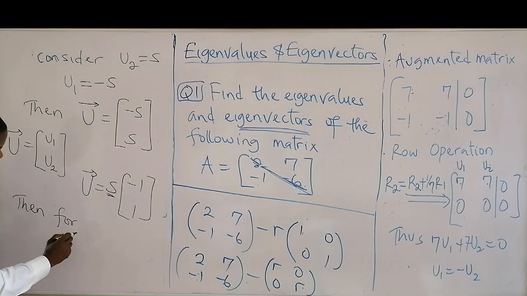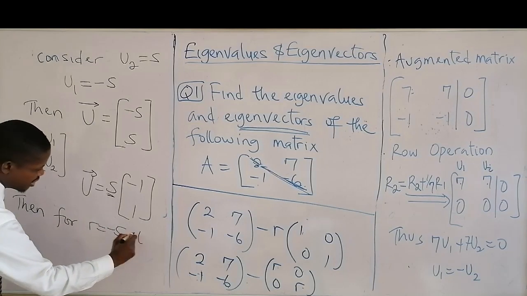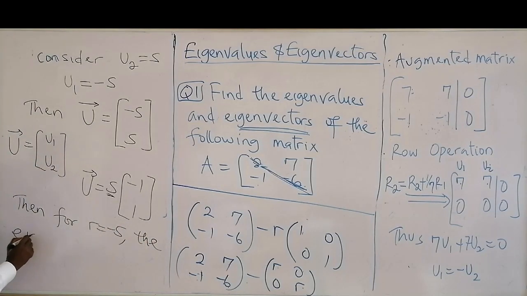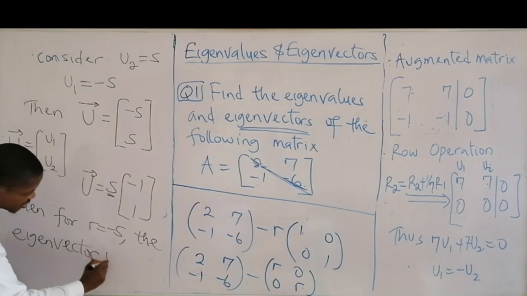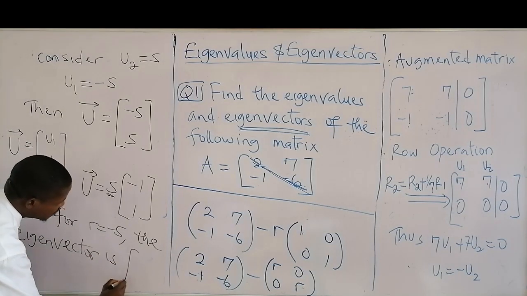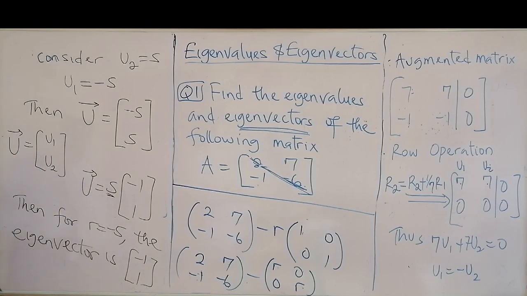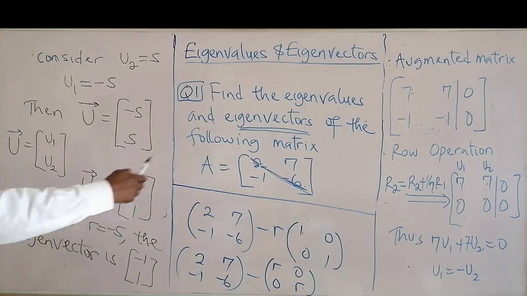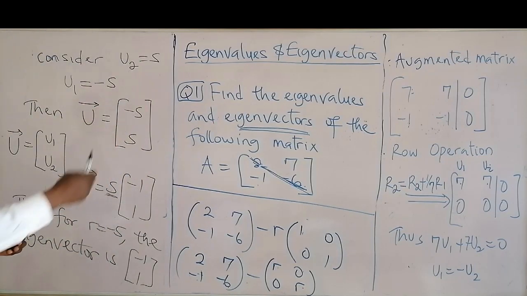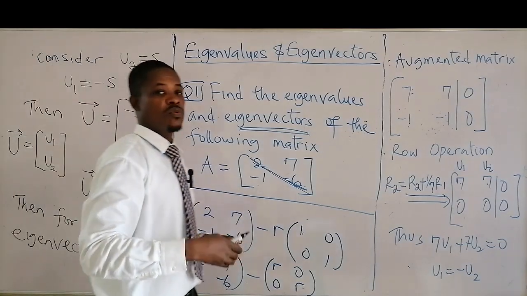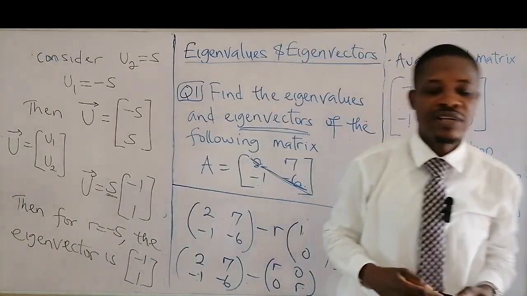Okay, then for r equal to minus 5, the eigenvector is minus 1, 1. Okay, we've considered this one to be 1. So for r equal to minus 5, the eigenvector is this. So let's get the eigenvector for the second eigenvalue. I think when r is 1, let's get the corresponding value for the eigenvector.